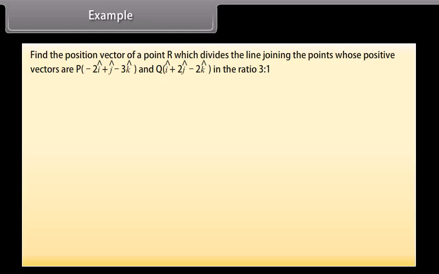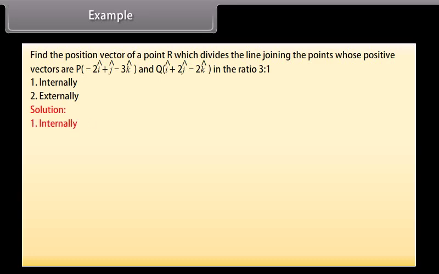Example: find the position vector of a point R which divides the line joining the points whose position vectors are P equals minus 2i plus j minus 3k and Q equals i plus 2j minus 2k in the ratio 3:1, 1 internally, 2 externally.